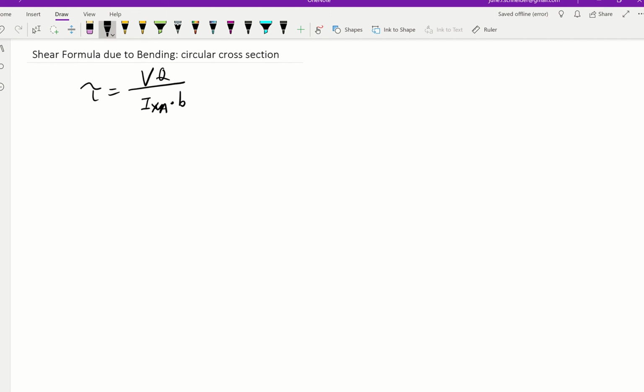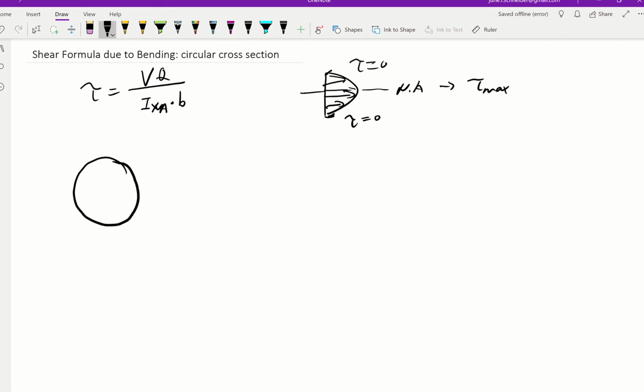Okay, and we also know it follows this profile, which means at the neutral axis you reach the maximum shear, and at the top and the bottom, the shear is equal to 0. So knowing that, we're going to look at another example. The previous video showed a rectangular cross-section, but now if it's a circle, how do we find the Q? I want to discuss the moment of area Q only.